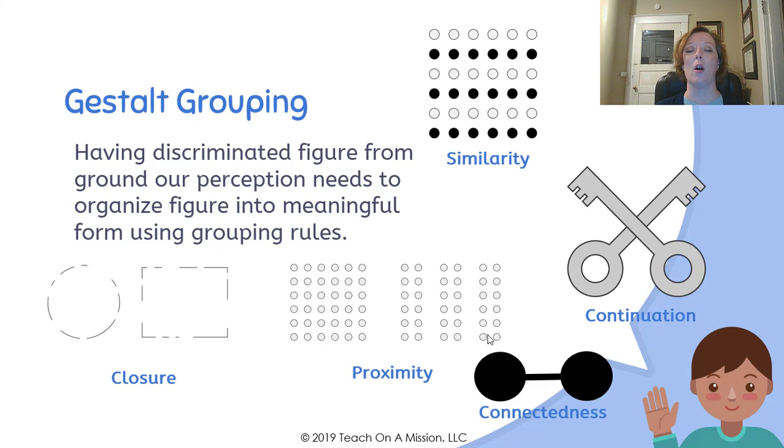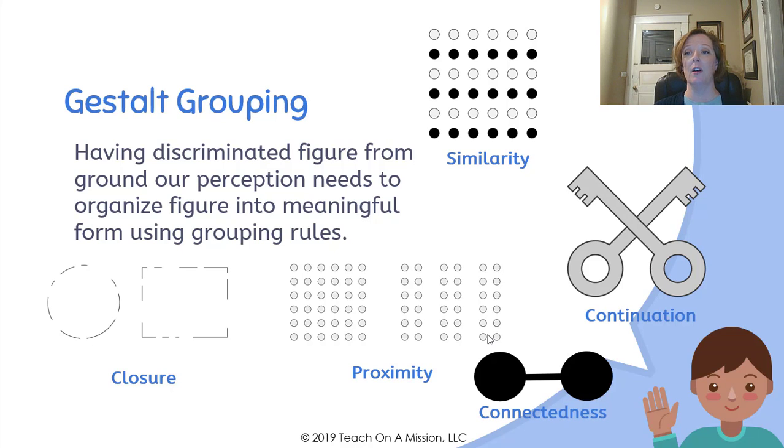Some examples of gestalt grouping. This is how our brains organize figures into meaningful forms using some very consistent types of rules. We're going to start at the top, and you see similarity. Even though one could argue that these are just a bunch of dots, don't we also see lines of white and black because those lines have similar items grouped together in that way?